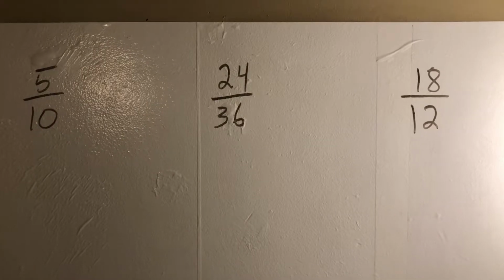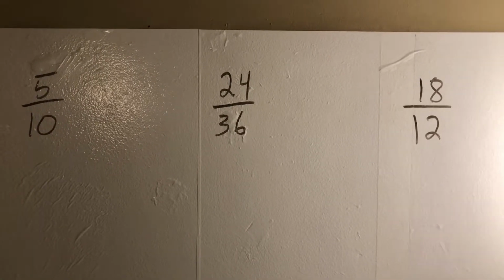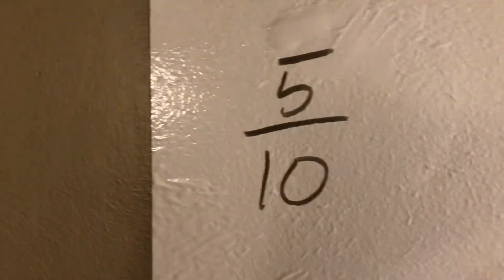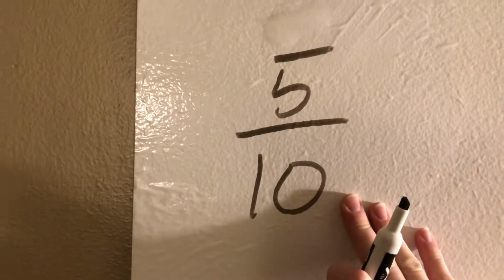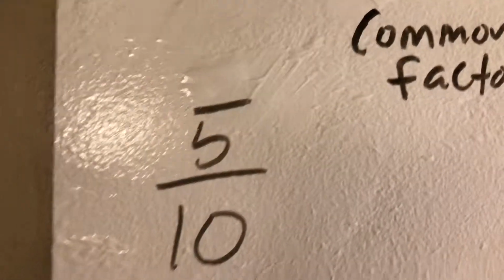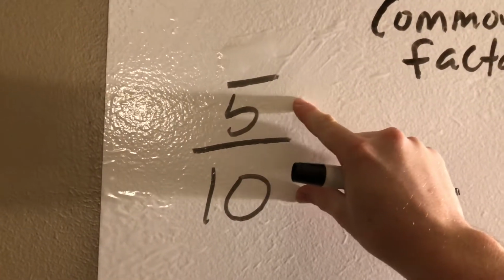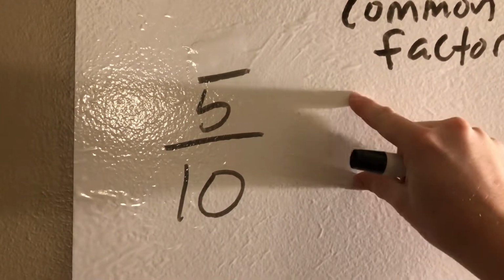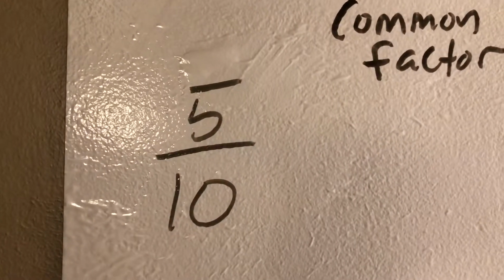So when we're trying to simplify fractions like this, you're asking yourself, what is a common factor between both my numerator and my denominator, okay? You're searching for a common factor, which means that you can divide both of these numbers by that same factor and get a beautiful whole number at the end, okay?